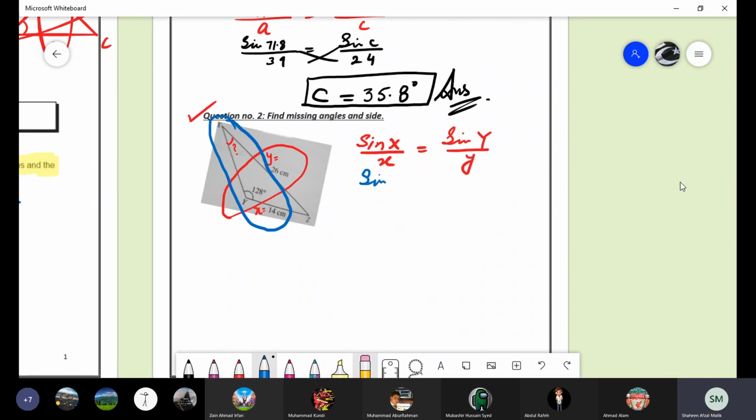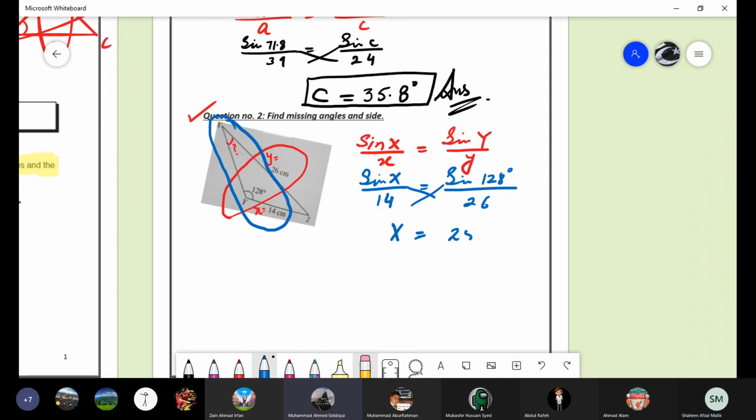It will be sine of X divided by 14. This will be sine of 128 degree divided by 26. Do the cross multiplication and tell me the final answer. What is the answer of X? Not this X, it is the angle X. What is the answer of X? Ma'am, I got 25.1. Very good. Anyone else? Please confirm the angle X answer.